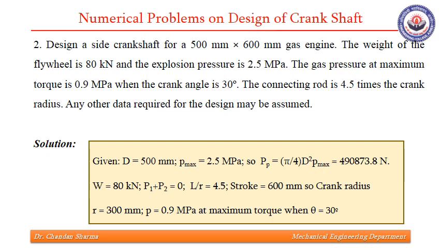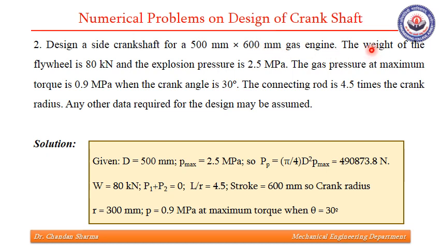This question pertains to design of a side crankshaft. First of all, let us see what this 500 mm into 600 mm means. Whenever we are encountered with such a designation, we need to be sure what information it provides. So in this case, 500 mm will always be the diameter of bore and 600 mm will always be the length of stroke. So D will be 500 mm and length of stroke will be 600 mm.